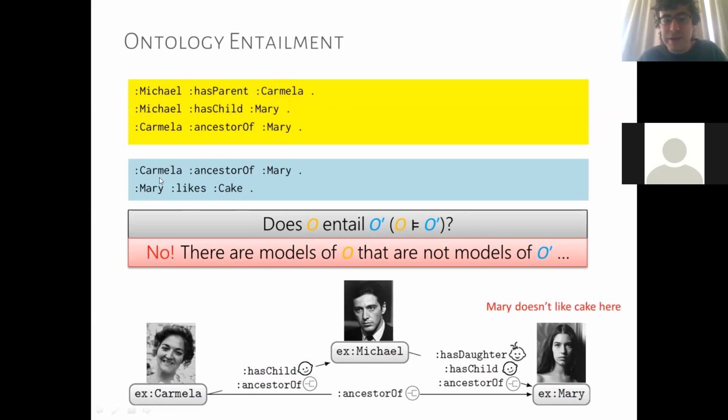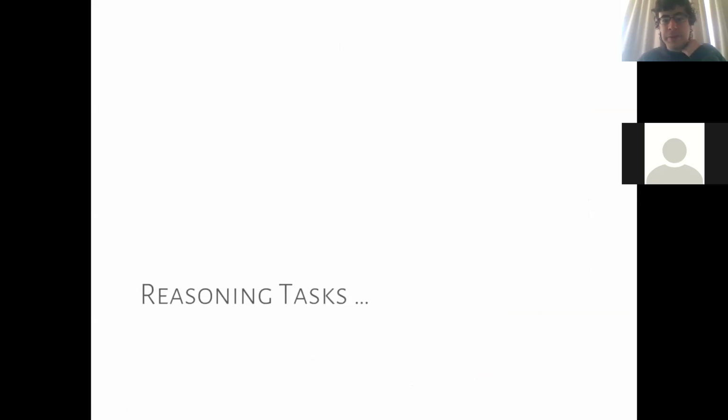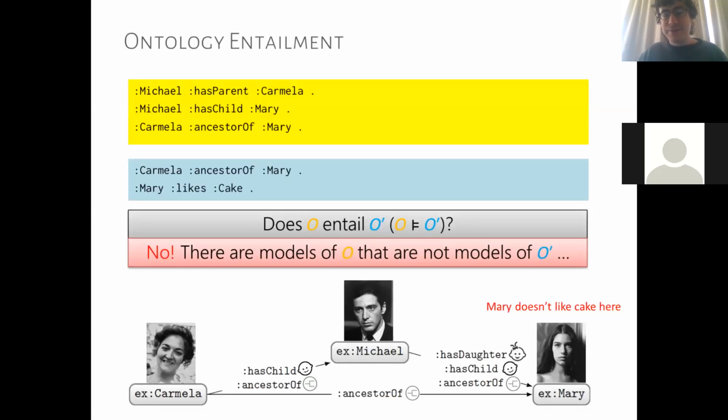So essentially we do not have this entailment because this model here is a model of this ontology, but not of this ontology here. Therefore, this ontology does not entail this ontology. This ontology permits possibilities here that are not possibilities here. Right? We describe different worlds. Any questions or doubts?